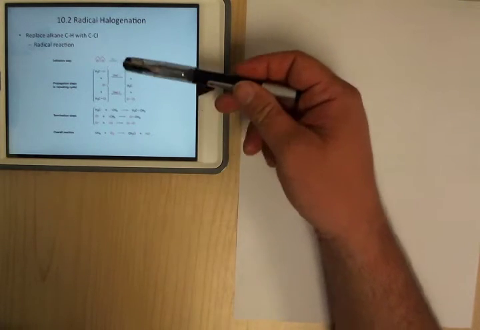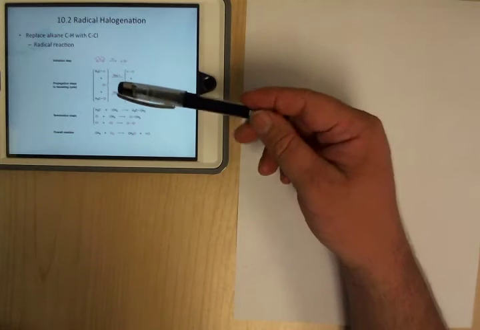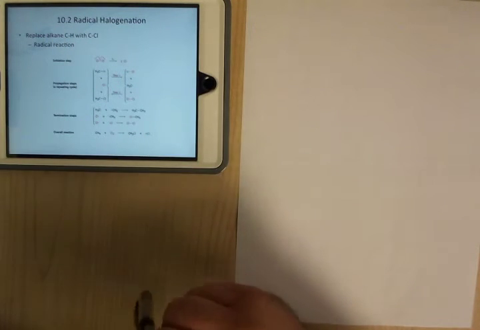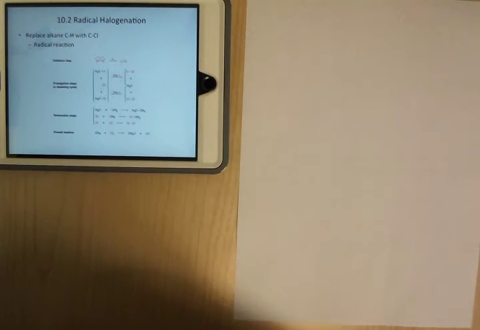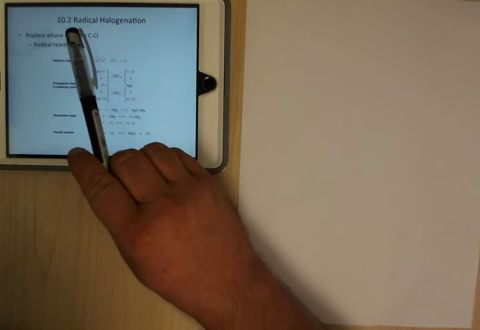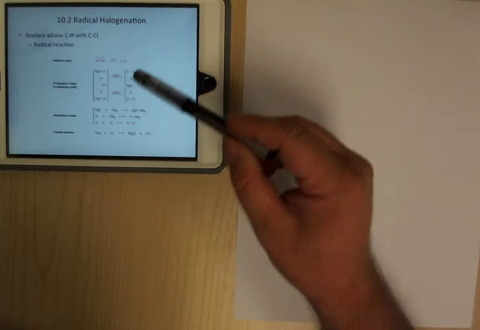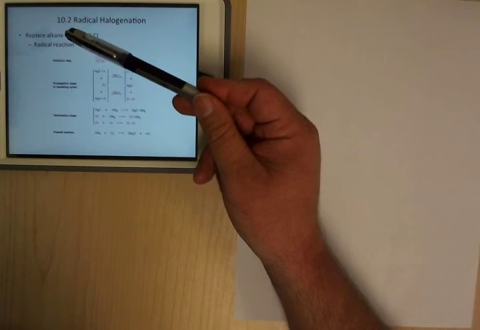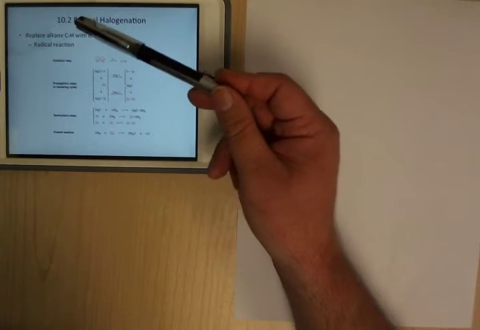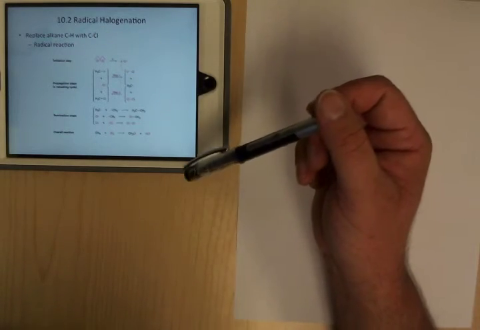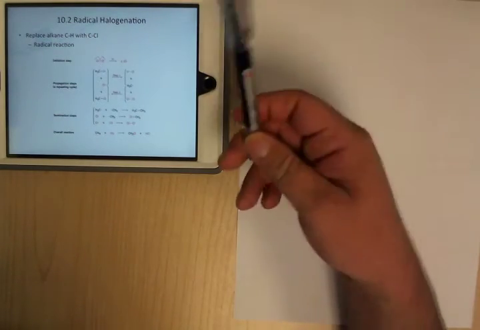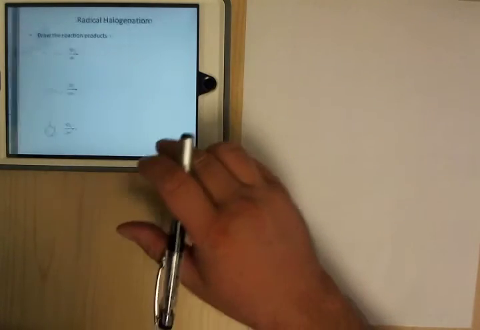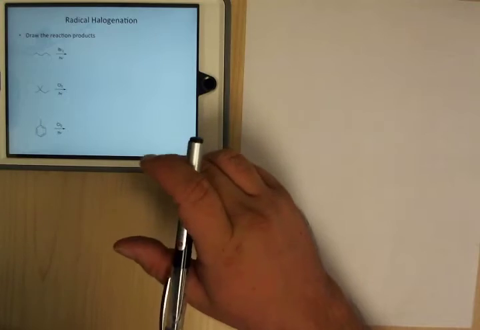Okay, and this one you can react with an alkane C-H. So it cannot be part of a double bond. If it has a double bond attached, it doesn't do this. But if it's an alkane C-H, what ultimately can happen is that you can swap an alkane C-H, that hydrogen, with a chlorine. It also works with bromine and iodine too, but usually just bromine and chlorine.